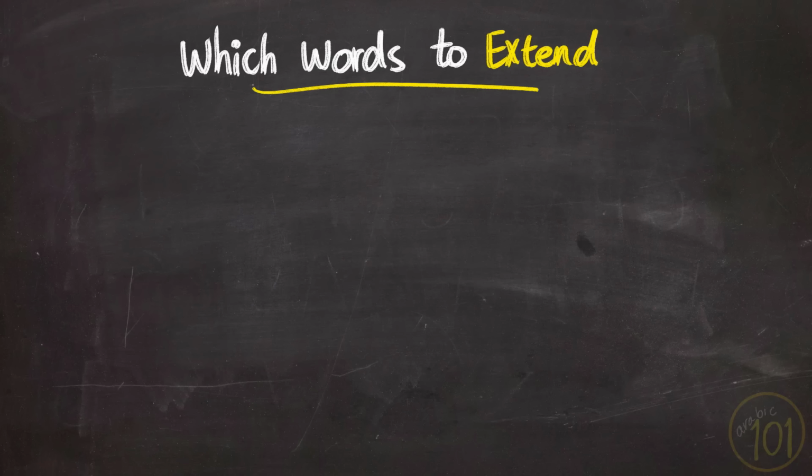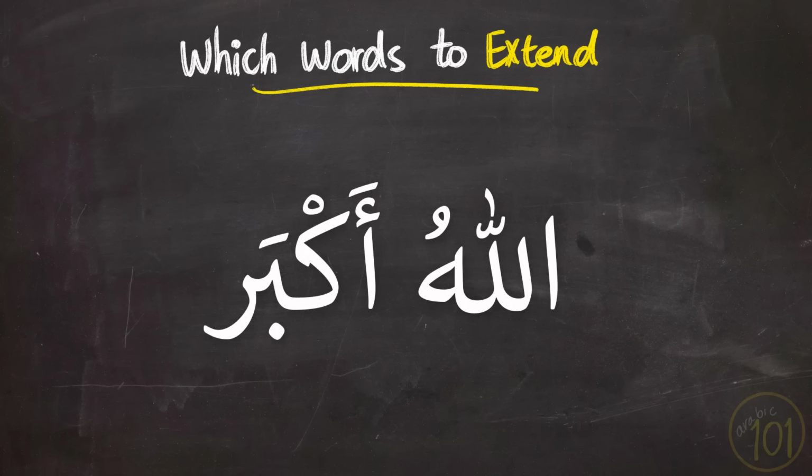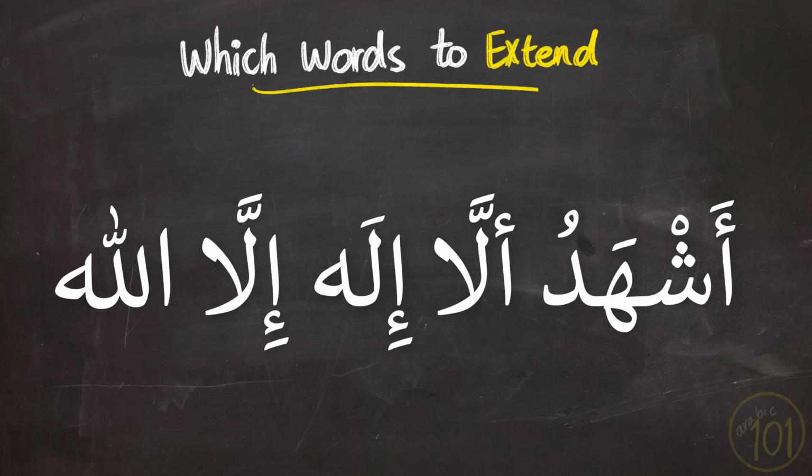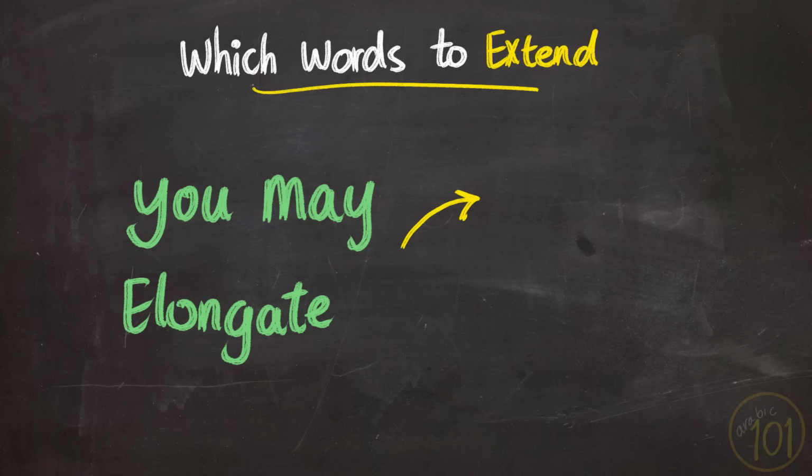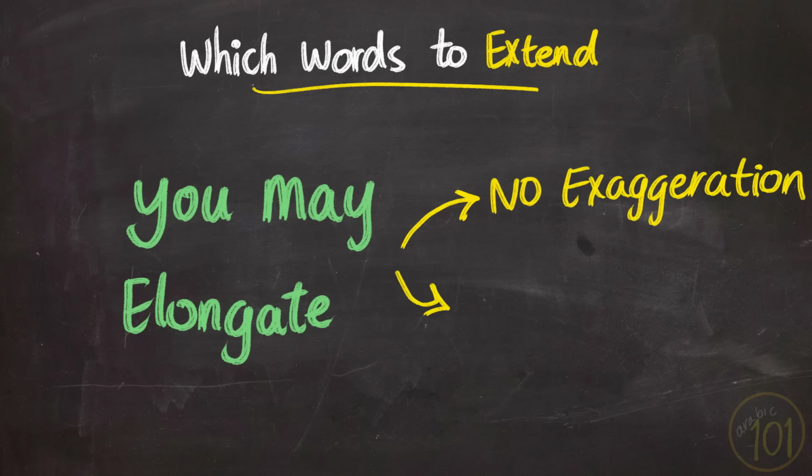So elongating for 12 or 16 harakat, like so many people do, is wrong and it is not the sunnah. Like saying, Allahu Akbar. Also, elongating words that should not be elongated is wrong and it is against the sunnah. Ashhadu an la ilaha illallah. So you may extend and beautify the adhan, but without exaggeration and within the speech limits.